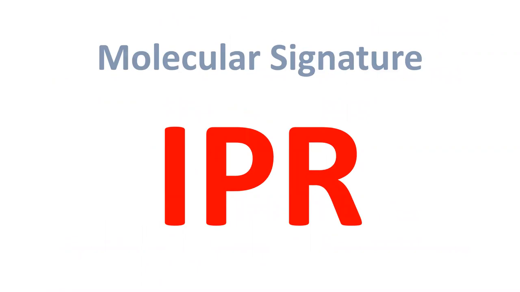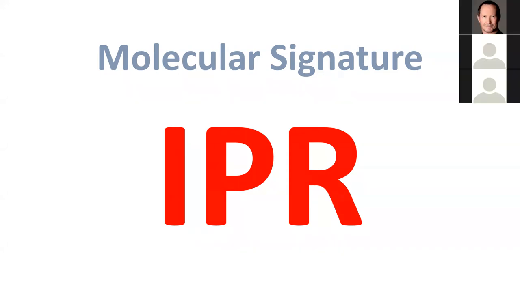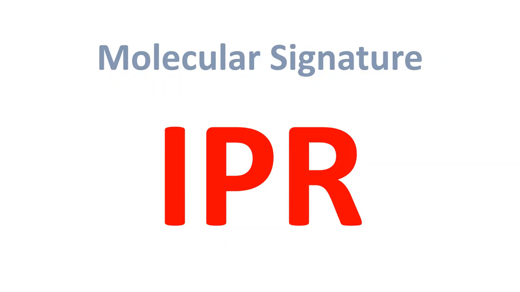I want to start with molecular signature instant pattern recognition. Here's the way it's going to work. I'm going to show you a molecular signature, and I would like for someone, as quick as you can, as soon as you know or think you know, to unmute and give me a diagnosis. There's always a differential diagnosis for virtually everything, so what I would like is for you to give me what is number one on your differential diagnosis list. That's what I mean when I say give me a diagnosis.